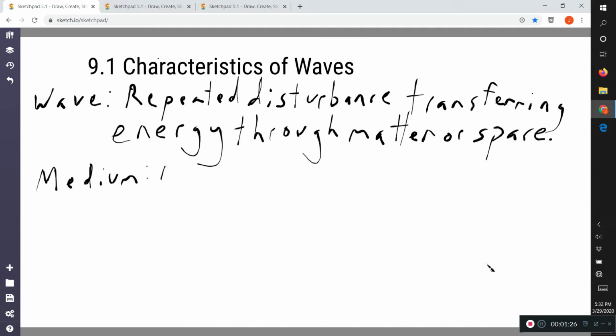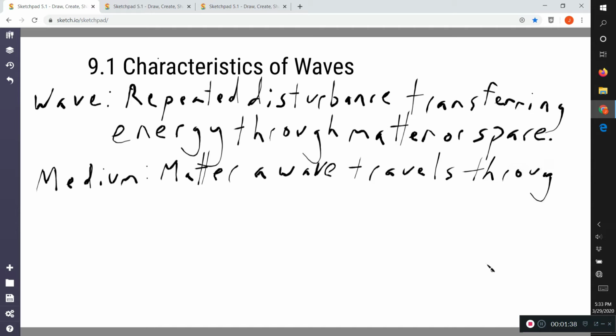A medium is the matter a wave travels through. So if we're thinking of a wave in the ocean, the water would be the medium. For a sound wave, air is typically the medium we are considering.